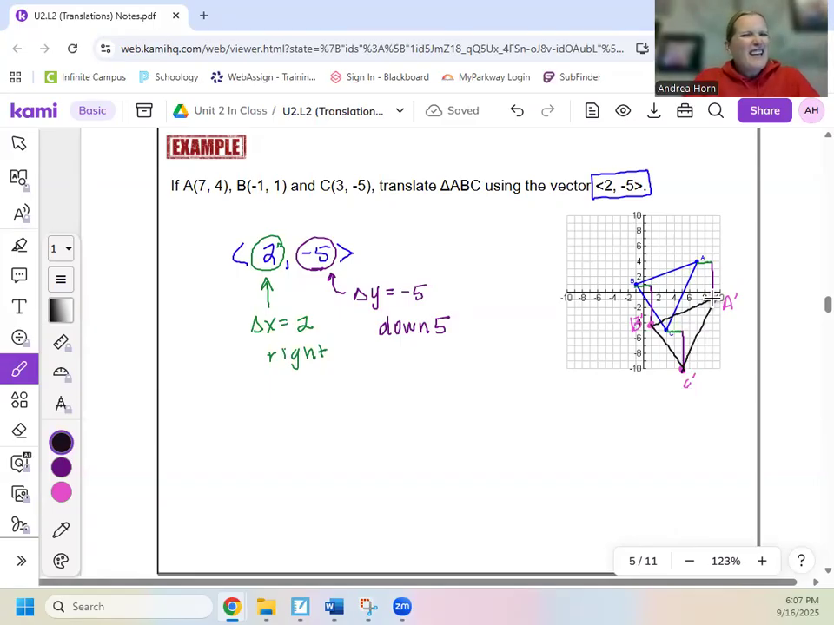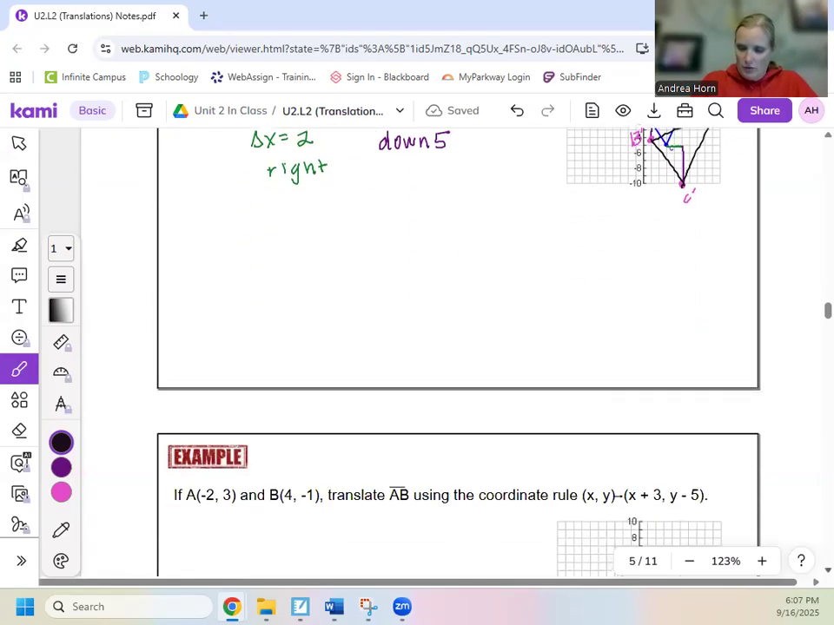Okay. So again, like I said, translations are pretty self-explanatory. They're pretty natural for us to do. The biggest thing is understanding how we can represent them with vectors and coordinate rules, etc. Speaking of coordinate rules, let's look and see how a coordinate rule would work.